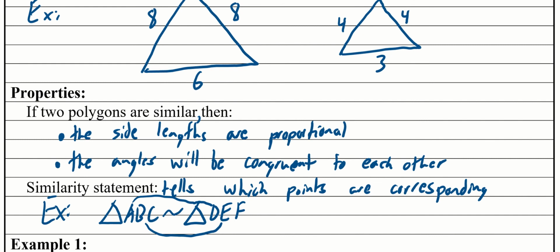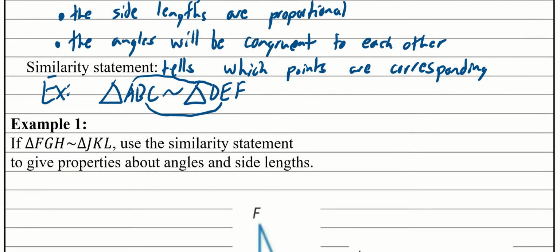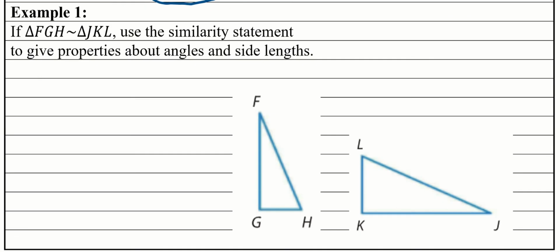And then you can also see, or you now know that the sides are going to be proportional and the angles will be congruent to each other. Okay, so for example, let's put this to use here and talk more about what this means when I mention proportional to each other.